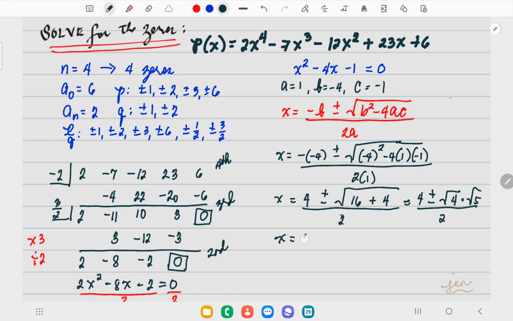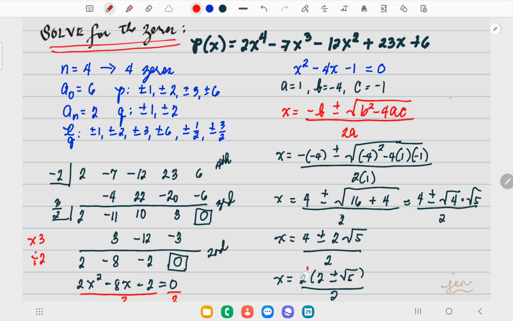So that x will now be equal to 4 plus or minus the square root of 4. That would be equivalent to: the square root of 4 is 2, then you have times the square root of 5. We cannot extract the square root of 5. That's an irrational number, divided by 2. And as we can see here, 4, 2, and 2 are all divisible by 2. So we factor out 2 in the numerator. That would be 4 divided by 2 is 2, plus or minus 2 divided by 2 is 1, times the square root of 5, and then we have here divided by 2.